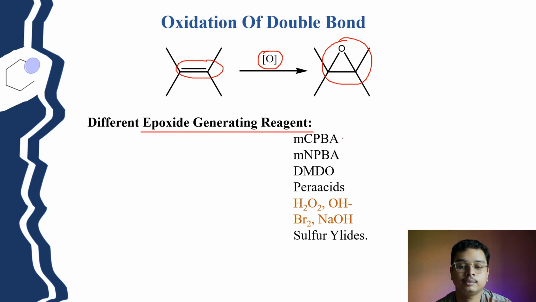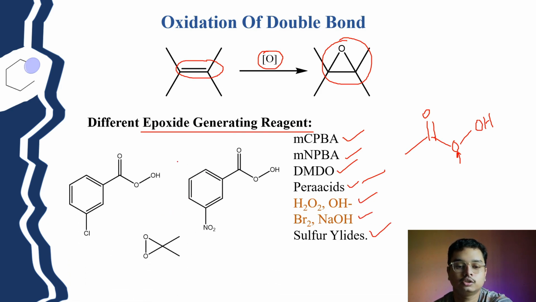So mCPBA is one, metachlorobenzoic acid; mNPBA, metanitrobenzoic acid, is there; DMDO, dimethyldioxirane, is there; peracids are there. Peracids are nothing but this type of species where acetic acid is there and one more oxygen is present. This is called the peracid species. Then H2O2, Br2 and sulfur halides are there.